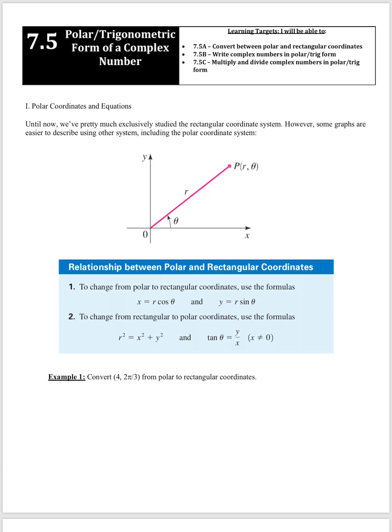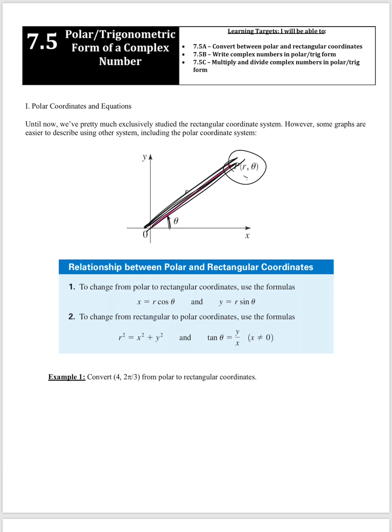So this point P right here, we can describe where that is with an x value and a y value, horizontal and vertical. We could also describe this using how far it is from the origin, this r value right here, and then the angle that makes from standard position. Using just those two pieces of information, I can figure out where I am in this coordinate system.